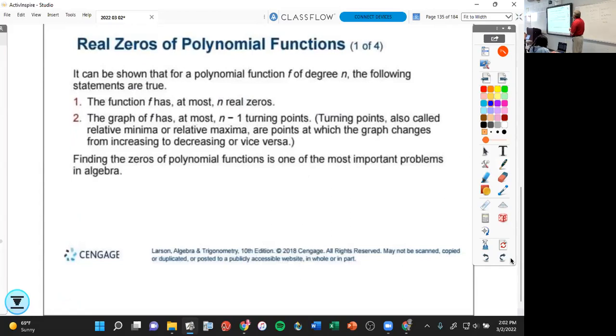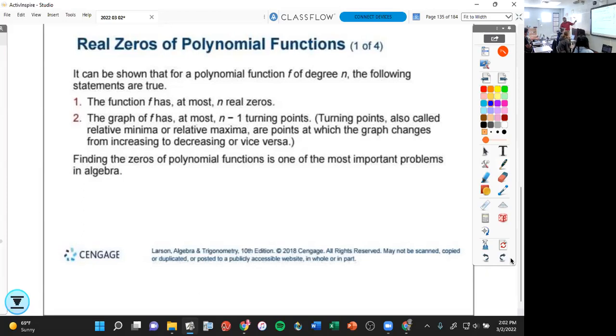It can be shown for a polynomial function of degree n, the following statements are true. Number 1, function f has at most n real zeros. N is our exponent. I want to point that out. If I have a 5th degree polynomial, what is the maximum number of real zeros it can have? 5. Okay, let me change gears. How many solutions does a 5th degree polynomial have? It will have 5. I guarantee it has 5 solutions.